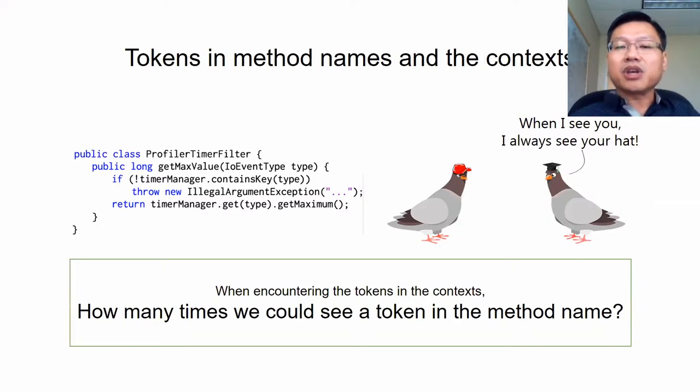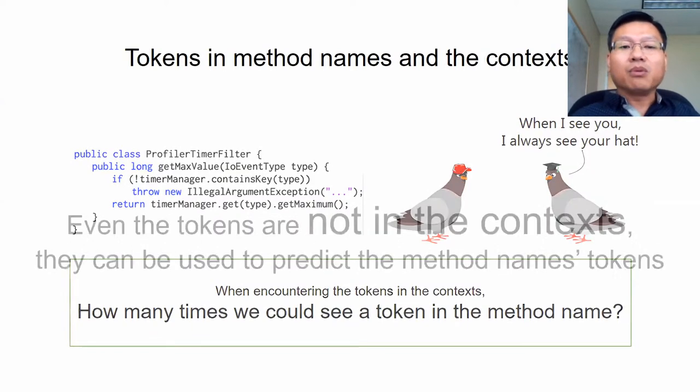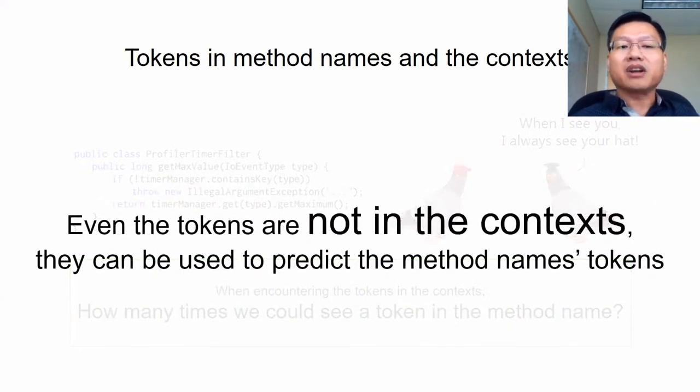Then we compute an association score between the tokens appearing in the context and the tokens appearing in the method name. We found that the association score is very high, indicating that even when the tokens are not in the context, the tokens in the context can be used to predict the tokens in the method name.